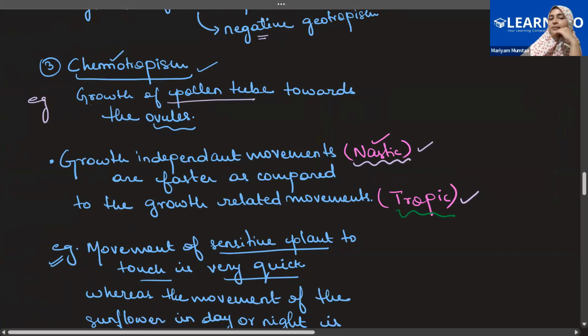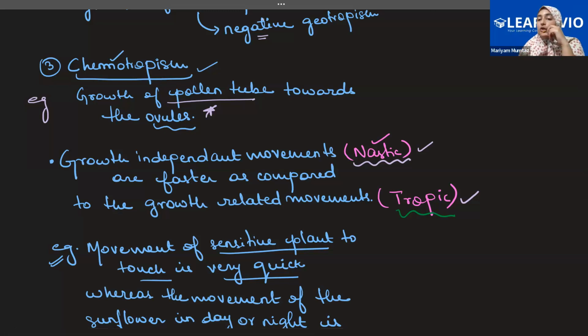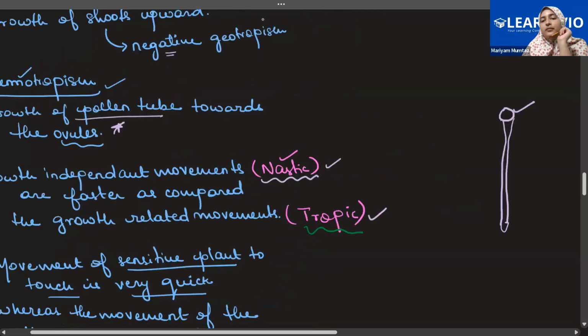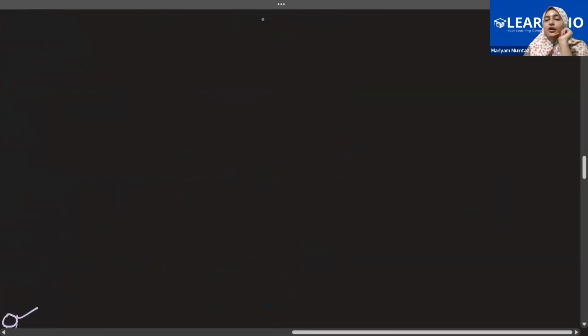You don't have to worry about this because we're going to talk about this in the next chapter also. Just remember that pollen tube growth is the example of chemotropism. Clear? Just learn the example. You will understand it much better when you learn the chapter. Clear? All right. Now, you remember the example of nastic movement? What was the example of nastic movement? Quickly.